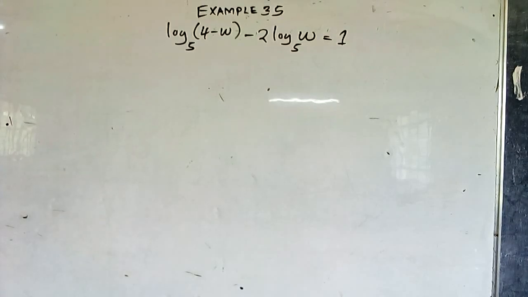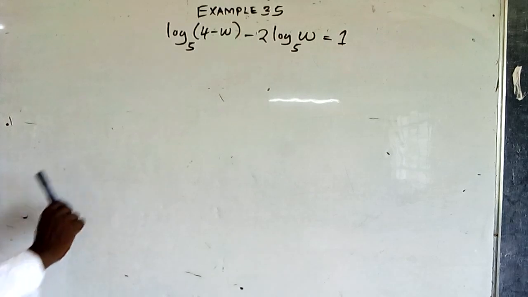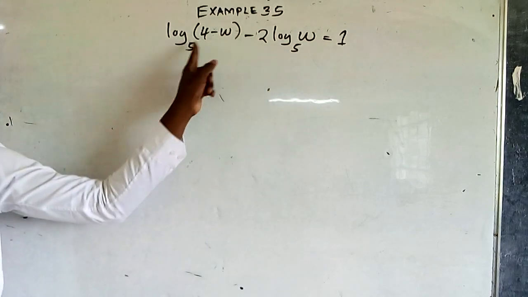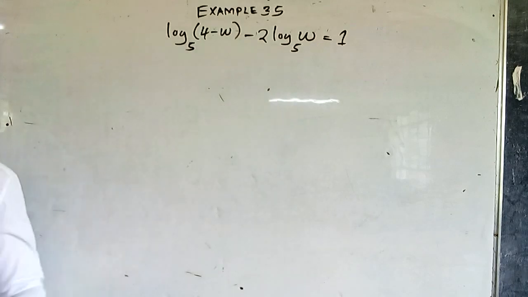Example number 95. Solve the logarithmic equation log of 4 minus w to base 5, then minus 2 log w to base 5 is equal to 1. So here, we have the same base. When we have the same base, we ensure everything has the same base.